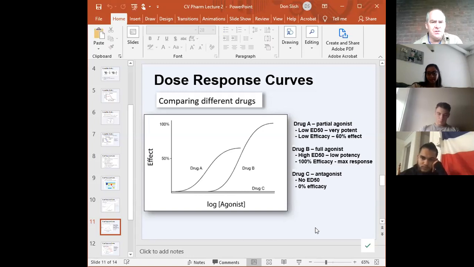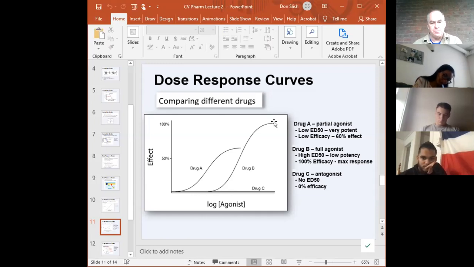So you can see that with these three drugs here. Drug A is very potent, so it's acting at a very low concentration, but its maximal effect is maybe about 60%. You can't get more than 60% of the maximal effect with this. Drug B is a full agonist, maybe a little less potent than drug A, but you can get maximal effect with it.